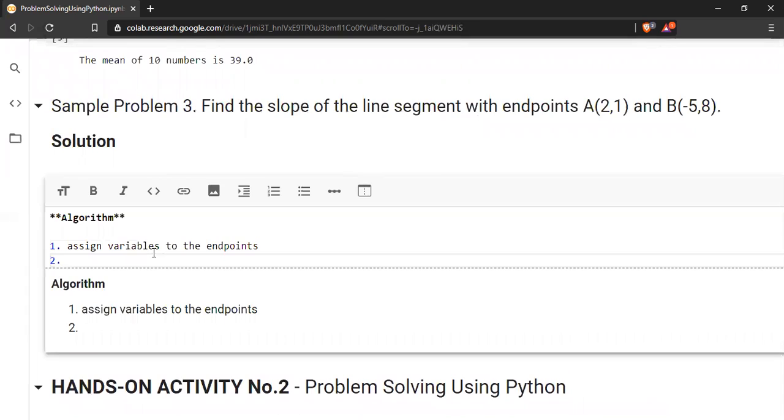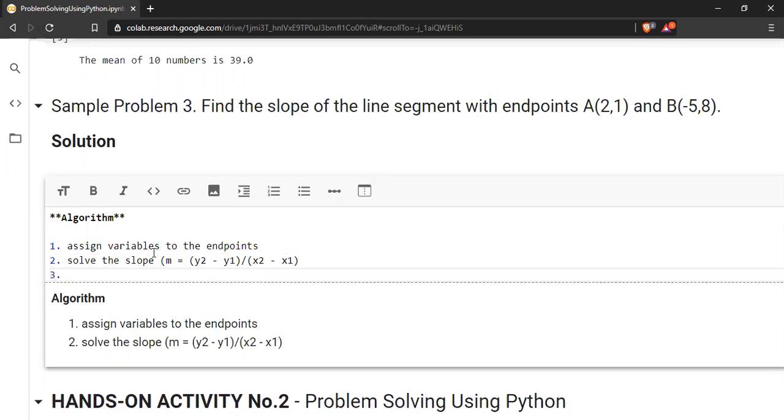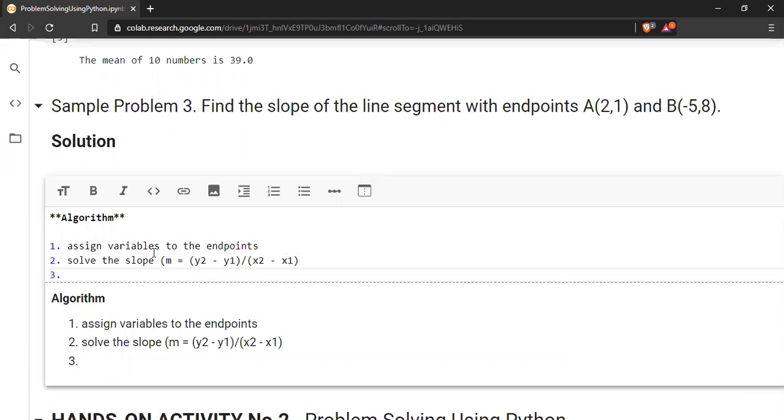And then what are we going to do? After assigning the variables to the endpoints, we are going to solve the slope using this formula. What is the formula for the slope? Now I will denote slope as m. So m is actually (y2 minus y1) over (x2 minus x1). That's how you solve for the slope. This is in your pre-calculus textbook. If you cannot recall the formulas, you can always refer to your textbook, or you can search Google.